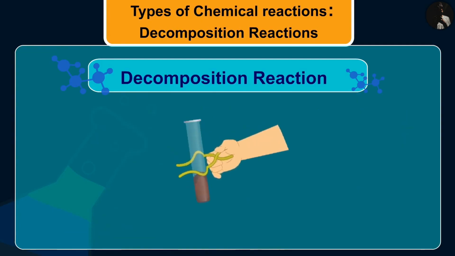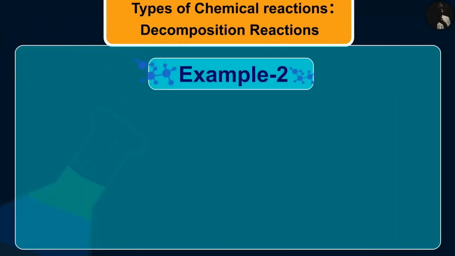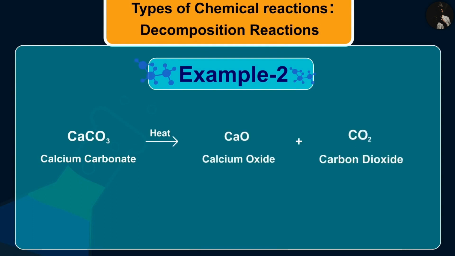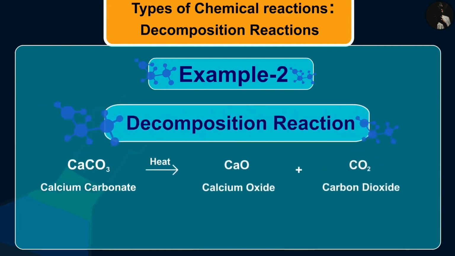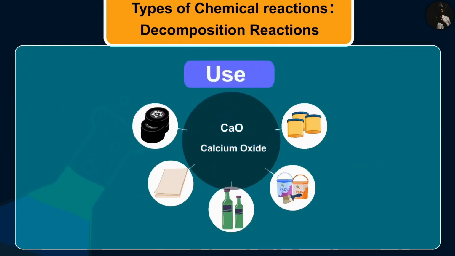Isn't it fun? Let us now discuss one more example of decomposition reaction, which is decomposition of calcium carbonate to calcium oxide and carbon dioxide. It is an important decomposition reaction used in various industries.